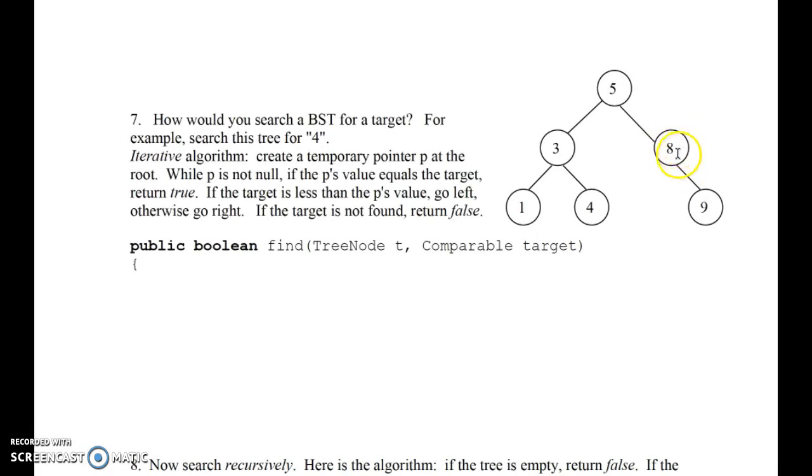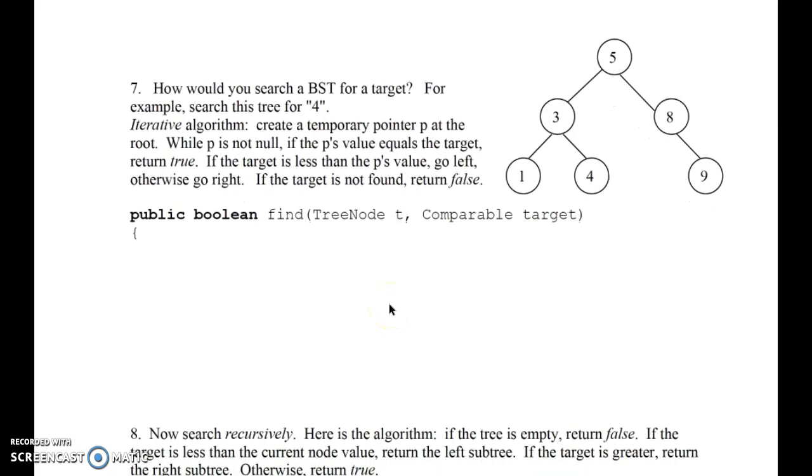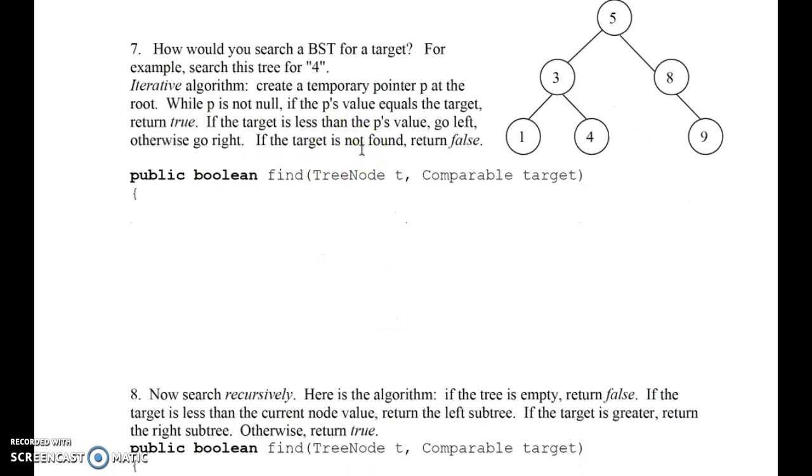And it is going to be less than 8, so I would go to the left of 8, and then I would check and I would find that the left child of 8 is null, or that current node is null, and that is my signal to return false, that the item is not found. So that's the iterative solution.